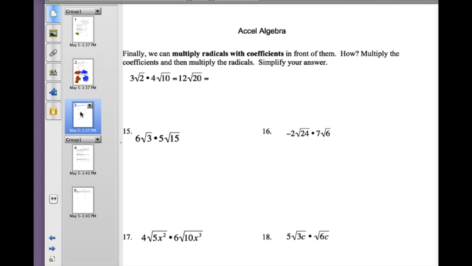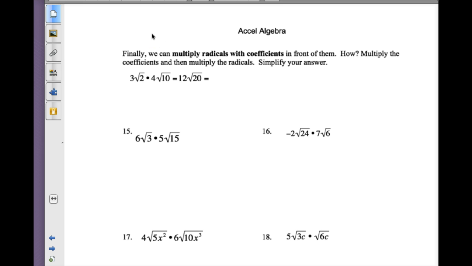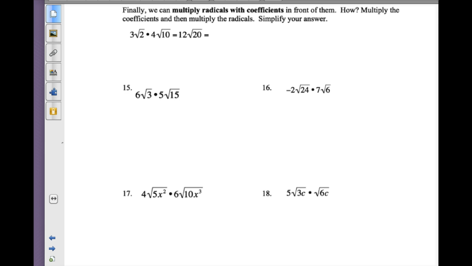What's 13? 8 radical 6. Sounds right to me. All right, what if they put a coefficient in front of your radical? Finally, we can multiply radicals with coefficients in front of them. How? Well, it's very easy. Multiply the coefficients and then multiply the radicals.